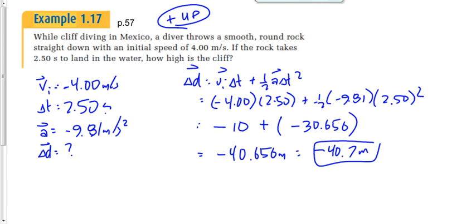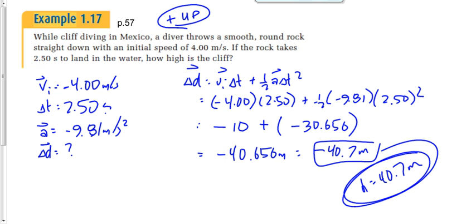Yeah, pretty much. What have I just found? The displacement. Have I found the height of the cliff? Technically not. I found the displacement of the rock. What would the height of the cliff be? Positive 40.7 meters, right? Now, if you left it as negative 40.7, am I going to take any marks off for that? No, I'm not. You just understand that technically we haven't found the height, we found the displacement. Good.